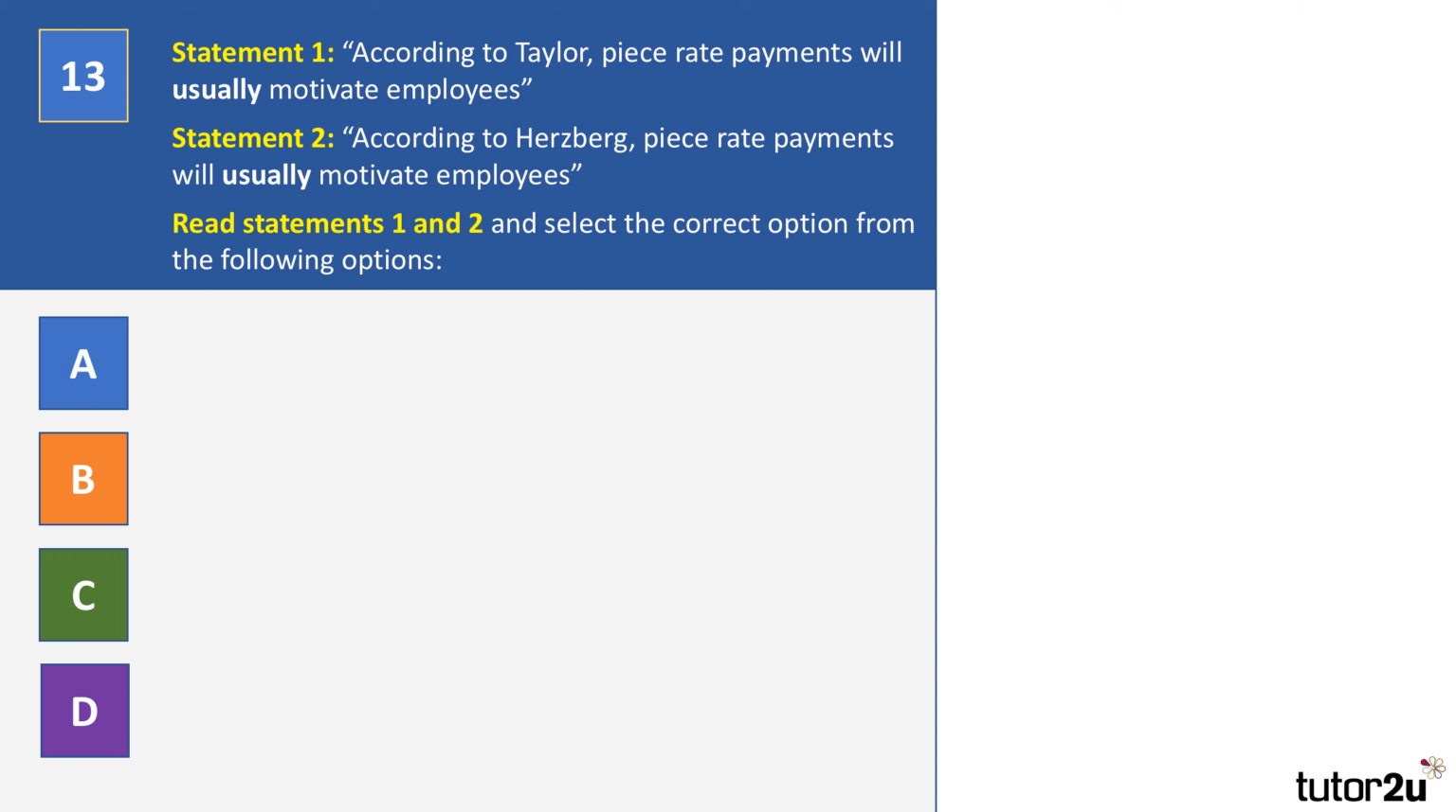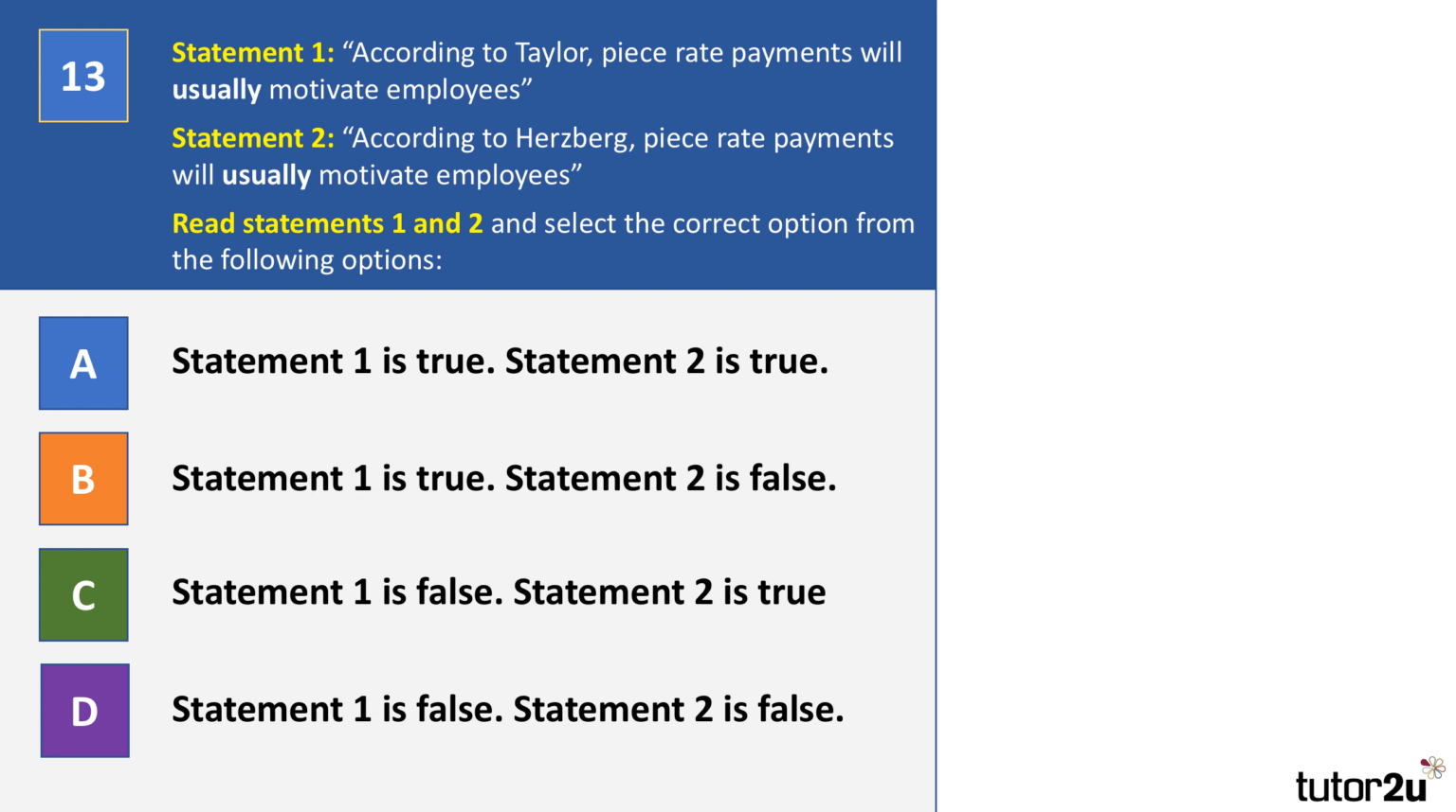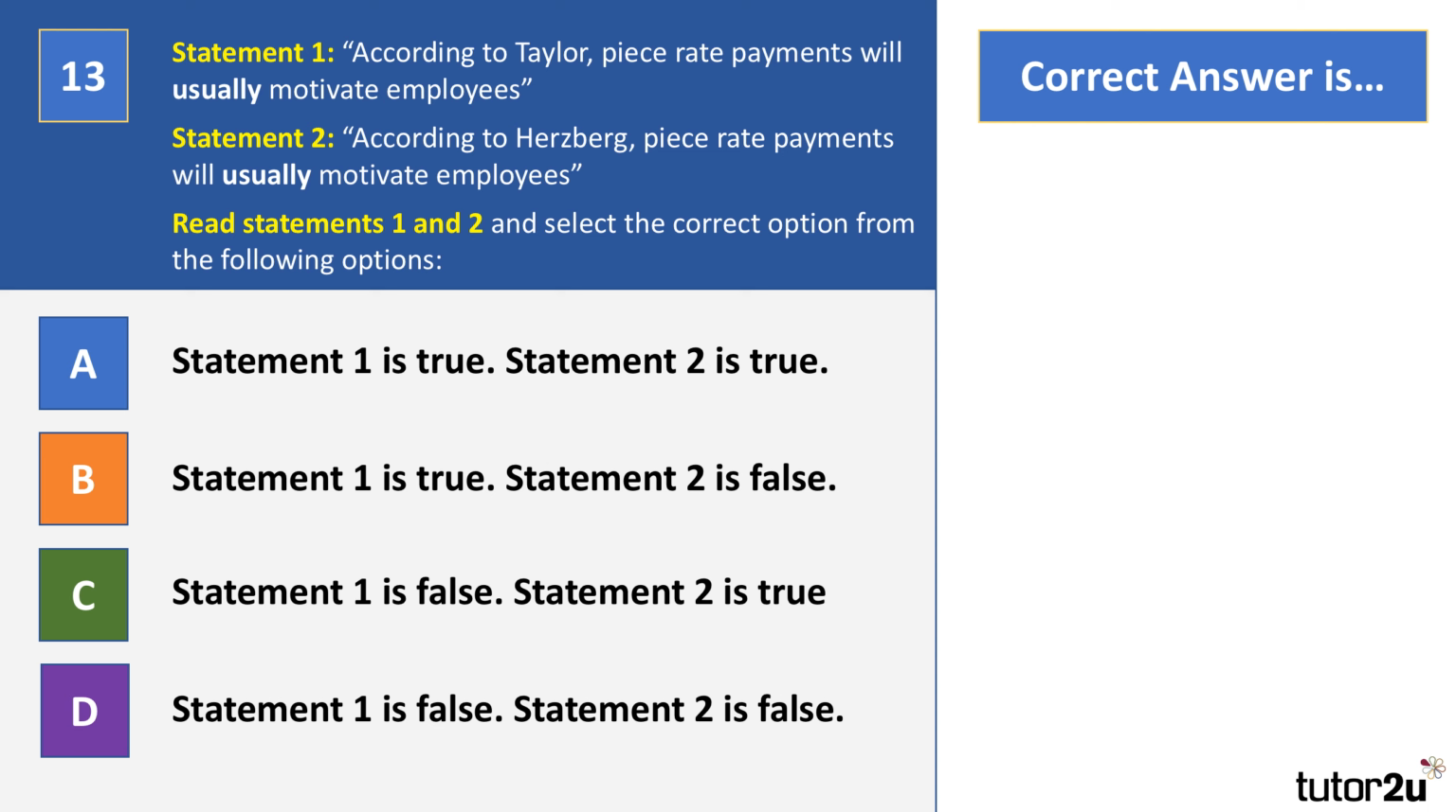Having read those two statements, select please from the following options. Which of these four options is correct? Pause the video, have a think, and make your choice. If you've started the video again, hopefully you've made a choice, and even better if your choice is B. Let's have a look. Why is it B? That statement 1 is true, statement 2 is false.